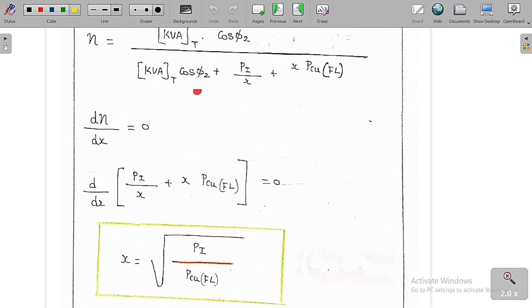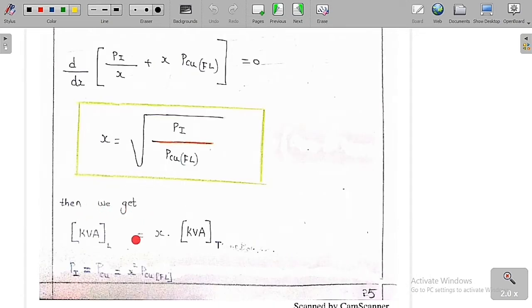So therefore, if you take the derivative of this function, d by dx of (iron loss Pi by x plus x times the copper loss at full load) is equal to 0. Finally we get iron loss is equal to copper loss. So iron loss Pi is equal to the copper loss at that load, which is x square times the copper loss at full load. Therefore x is equal to the square root of iron loss by copper loss at full load.